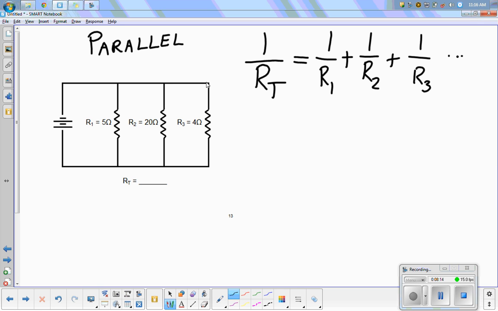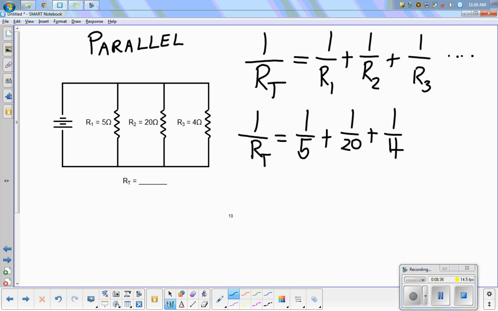Okay, we've got our 3 resistors right here. We don't know our total yet. We've got 1/5 plus 1/20 plus 1/4. Remember, 5 ohms goes down here, 20 ohms goes down here, 4 ohms goes down here. You can either plug this into your calculator or try some mental math. I'm going to go ahead and leave the math up to you guys and just present the final answer up here.